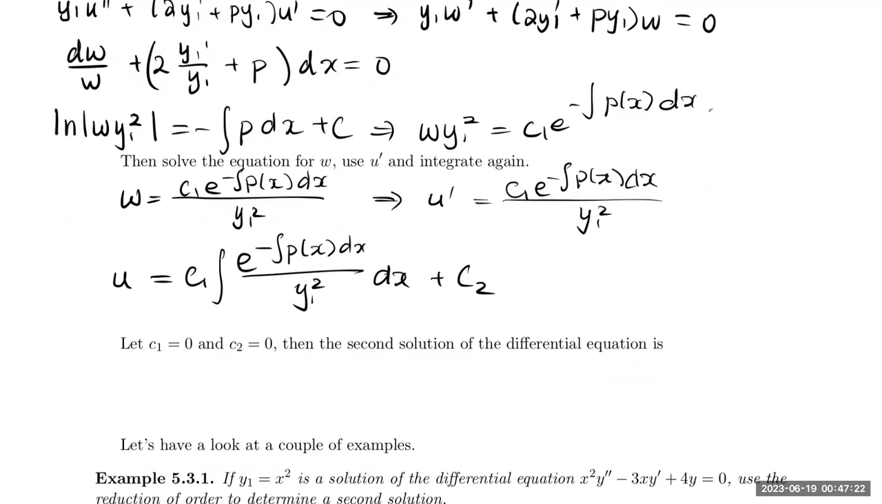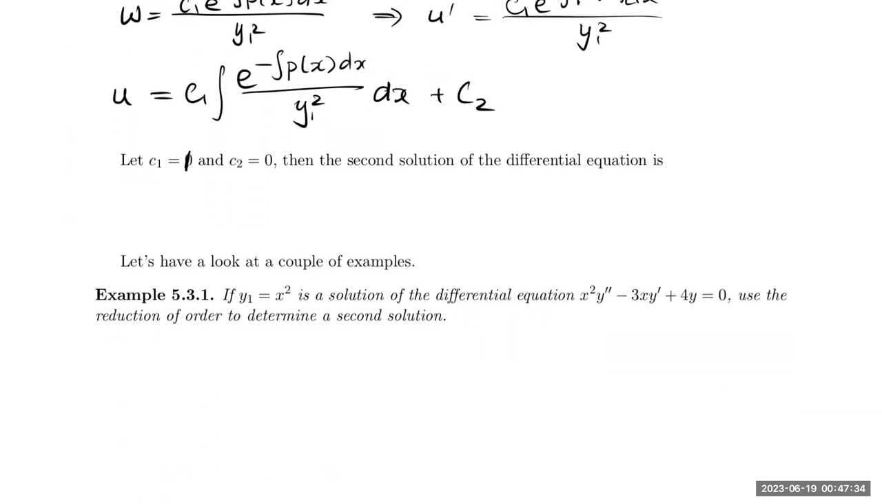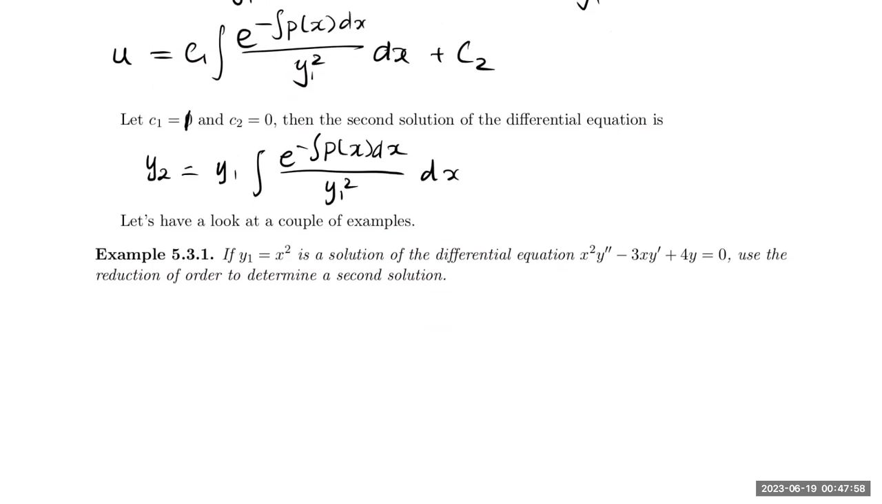Now, if we let c1 equal to 1 and c2 equal to 0, so that's a typo over here, it should be c1 equal to 1, then the second solution will be given by y2, which is equal to y1 times the integral of e to the negative integral p(x) dx divided by y1 squared dx. Okay, so that's good. We found the formula for the reduction of order. So this is called the reduction of order.